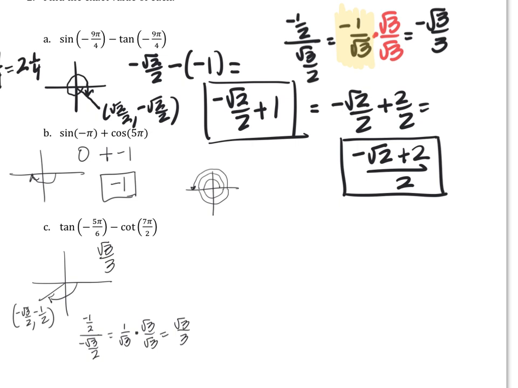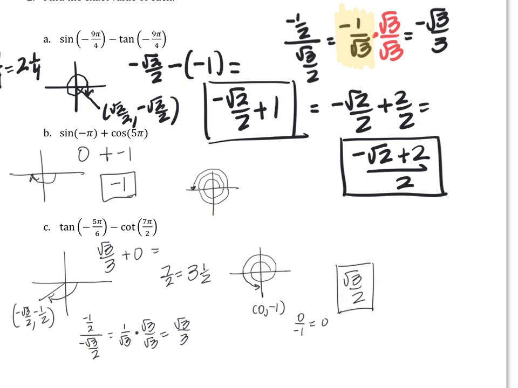As far as 7/2, that is 3.5, and it's positive, so 1, 2, 3, and then 1/2. It ends up here, and that ordered pair is 0, negative 1. Cotangent is x over y, so I got 0 over negative 1, which is just 0. So this plus 0, that's not too bad. I ran out of room, so I'm going to put it over here: square root of 3 over 2. All right, so that's the answer to part C.